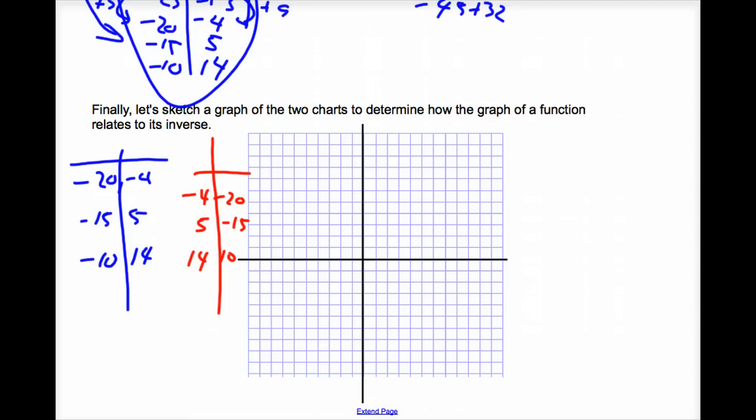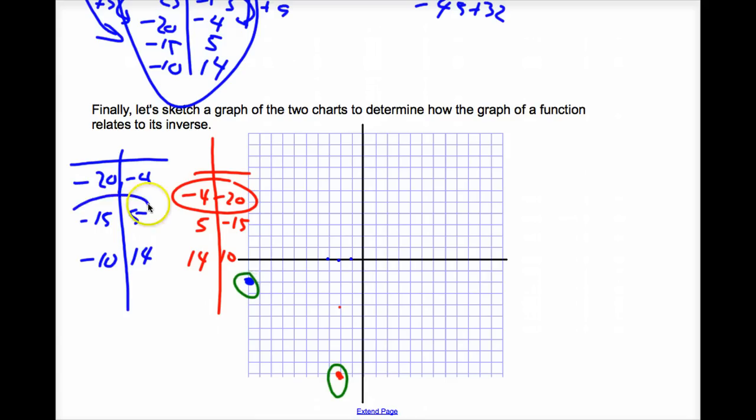And if I go by 2s, that means I have to go 10 left, 1, 2, 3, 4, 5, 6, 7, 8, 9, 10, and then 2 down. So there's that point. The inverse of that is negative 4, negative 20. And that's 2 left, and 1, 2, 3, 4, 5, 6, 7, 8, 9, 10 down. So these two right here are inverses of one another, these points.